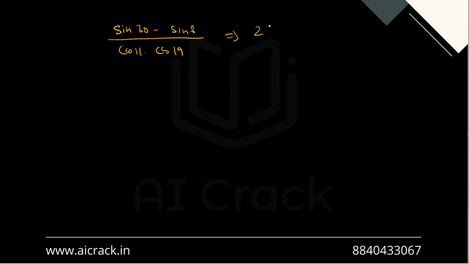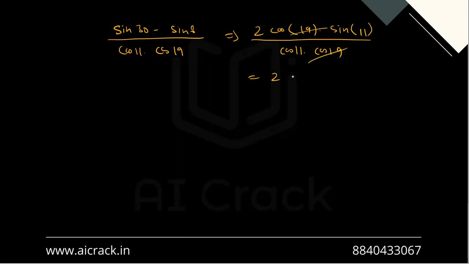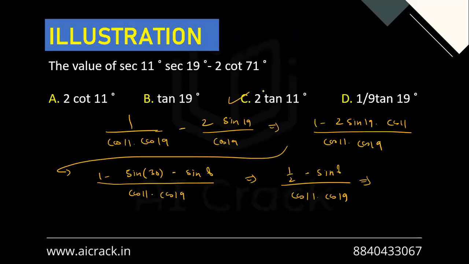Now sine c minus sine d is 2 cos c plus d by 2 dot sine c minus d by 2. That would give me 19 dot sine 11 divided by cos 11 dot cos 19. So this cancels out, and we'll get the answer as 2 tan 11. So C is our correct answer.